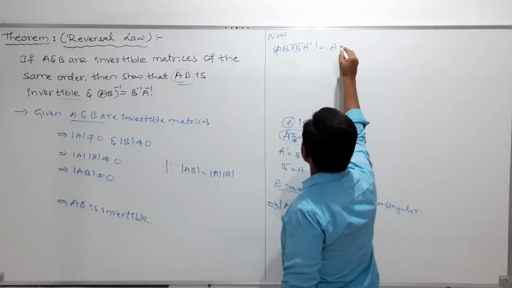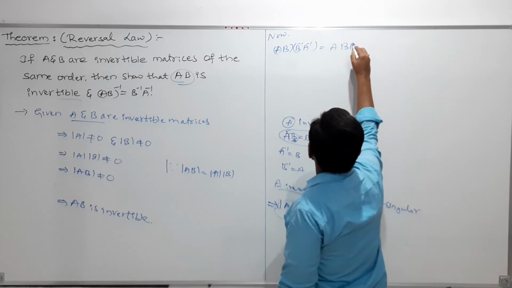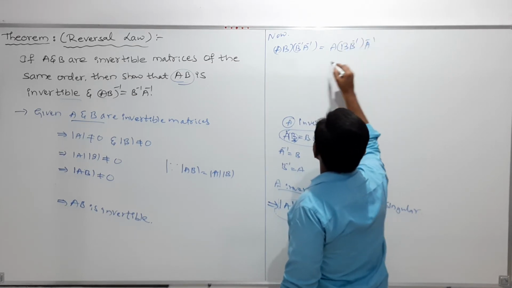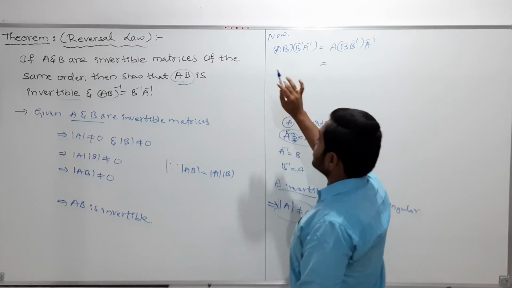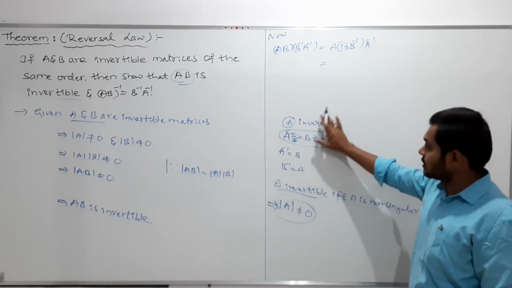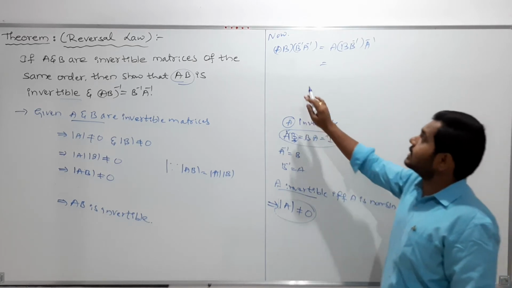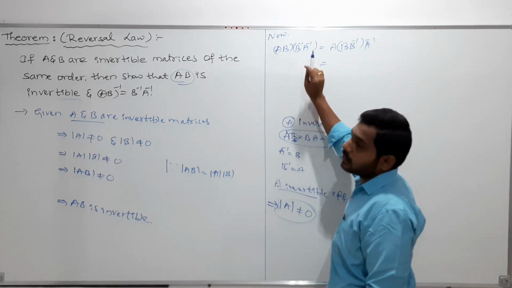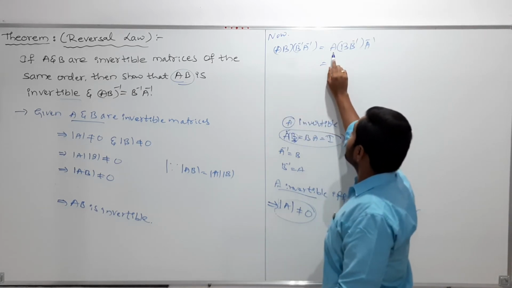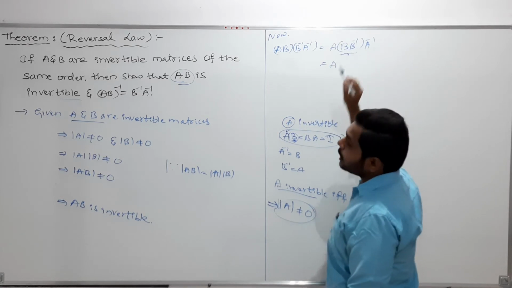So this can be written as A into, I will take these two, B, I will merge this B into B inverse into A inverse. If you are getting confused, just forget this and only consider AB into B inverse into A inverse. Now I am taking these two and merging them. So A into B into B inverse into A inverse. So B into B inverse.